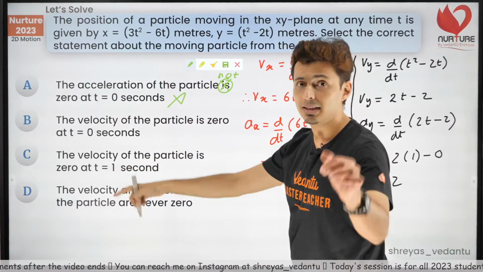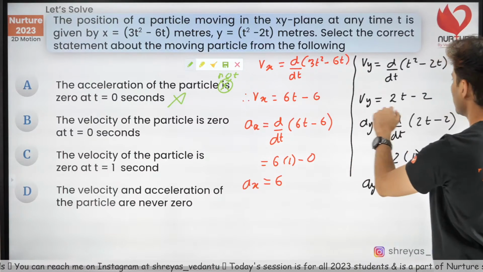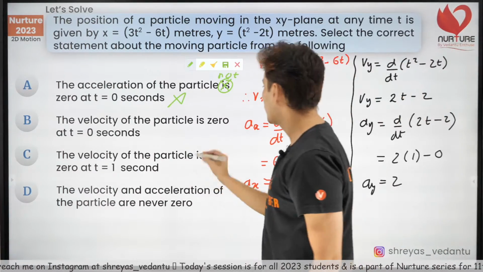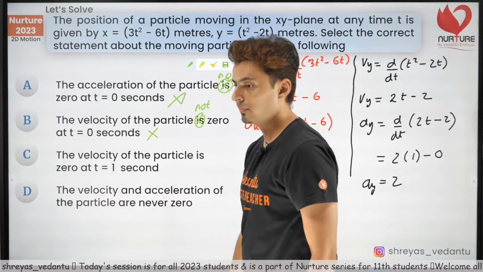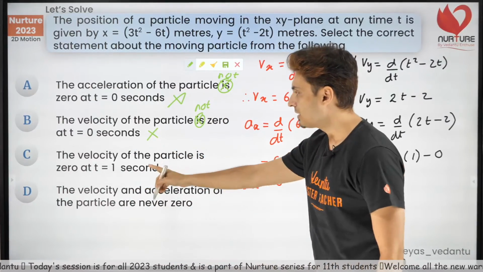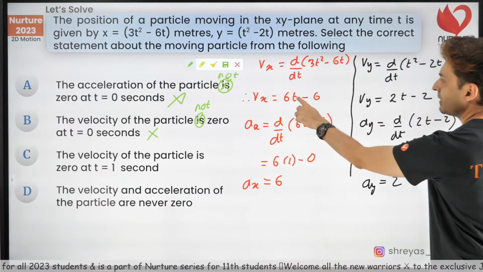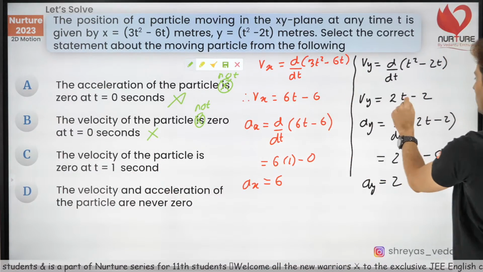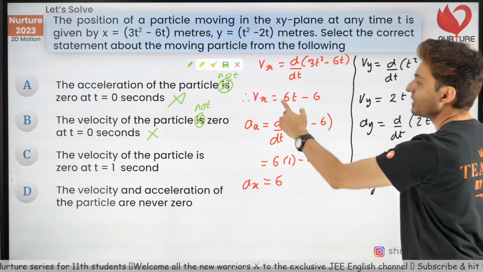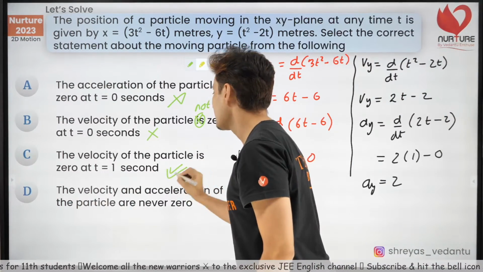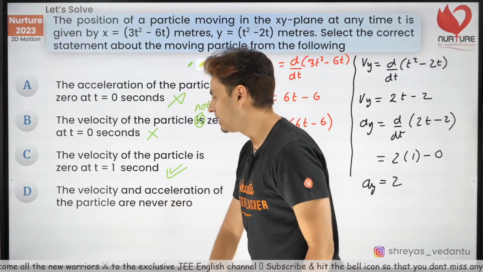Velocity of the particle is 0 at t equal to 0. Substitute time as 0: 0 minus 6 is minus 6, 0 minus 2 is minus 2. Obviously, it is not 0, so this is also wrong. Next, option C: velocity of the particle is 0 at 1 second. Put time as 1: 6 minus 6 is 0, and 2 minus 2 is 0. Yes, it is 0 at 1 second. Obviously, option D will be wrong then.